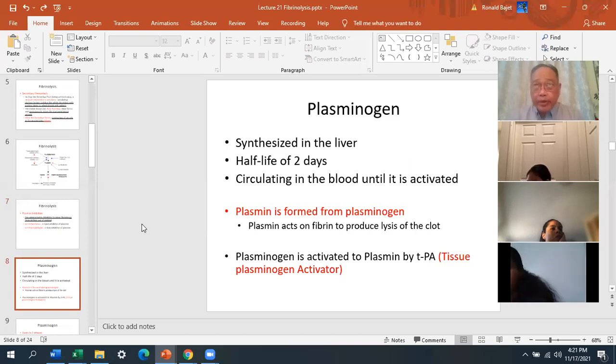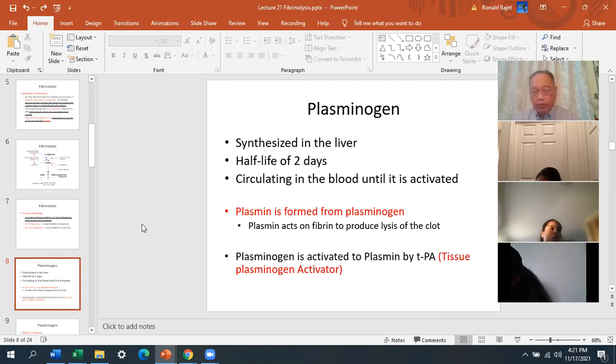Plasminogen is the precursor to plasmin. It's made in the liver, has a half-life of 2 days, and it's circulating in the blood until it's activated. All these things are circulating in your blood until they're activated. And what activates these proteins or factors is injury. So the release of those endothelial substances when you get a cut tells your body that you have a cut, and it's going to deploy all these platelets.